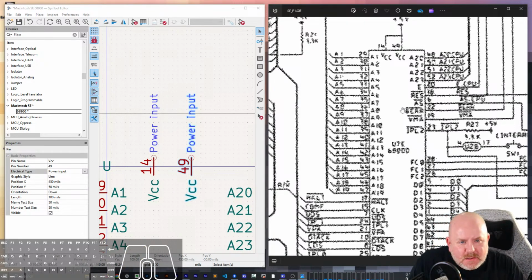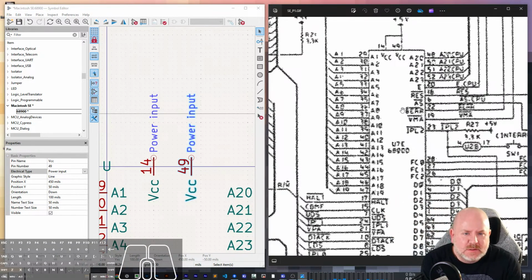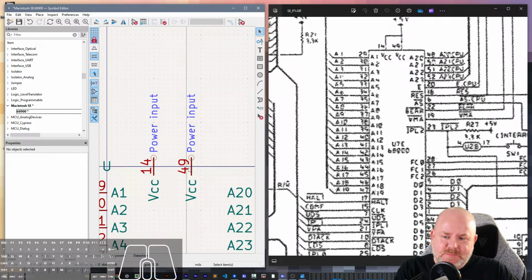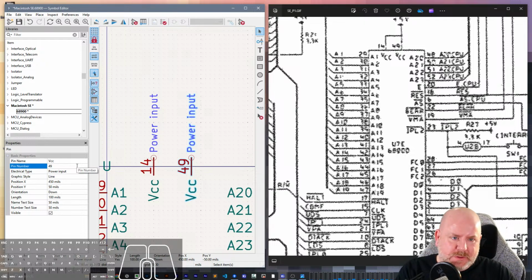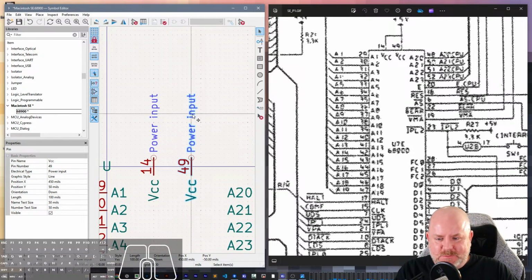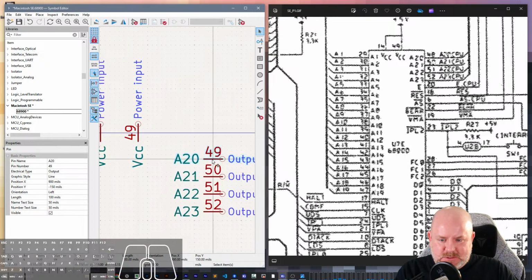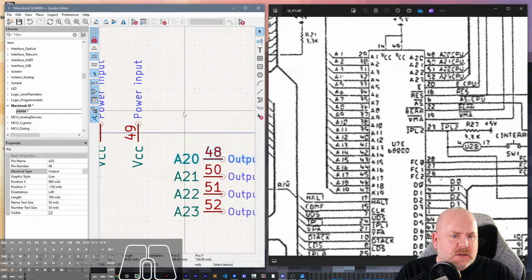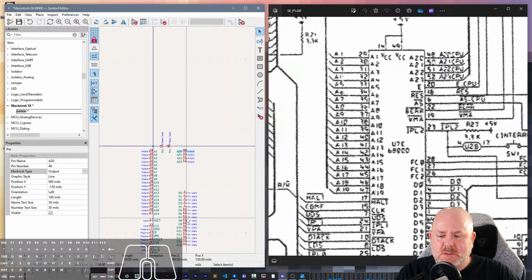No way. This looks like VCC is pin 49, and then address 20 is 48, and then 21 is 50. Okay, I'm going to go with that for the moment, but that seems weird. All right. 48, 50, 51, 52. Okay.